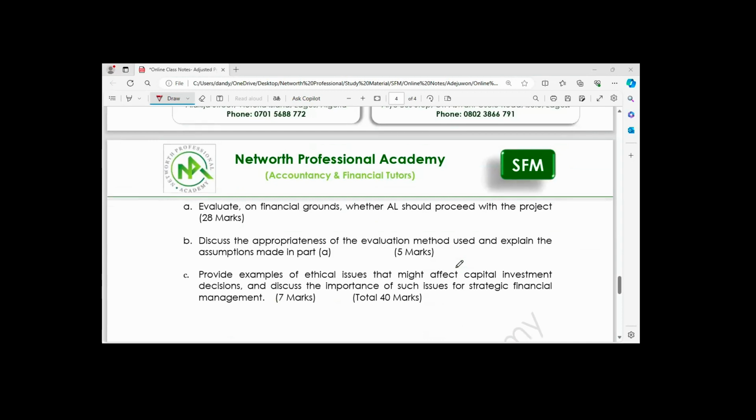Evaluate on financial grounds whether AL should proceed with the project, 28 marks, and then discuss the appropriateness of the valuation method used and explain the assumptions made, 5 marks. C, provide examples of ethical issues that might affect capital investment decisions and discuss the importance of such issues for strategic financial management, 7 marks. Altogether, 14 marks. Thank you, Fidelis.